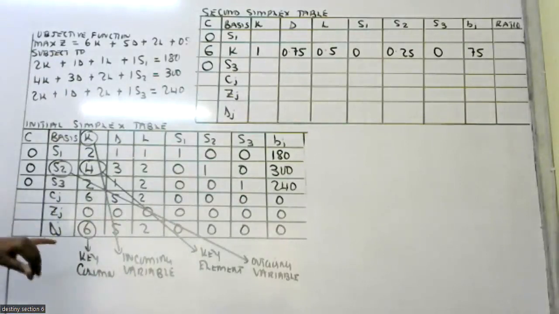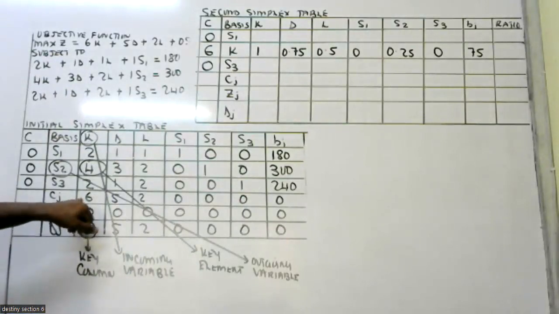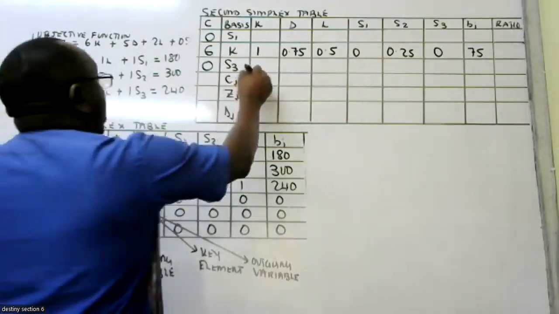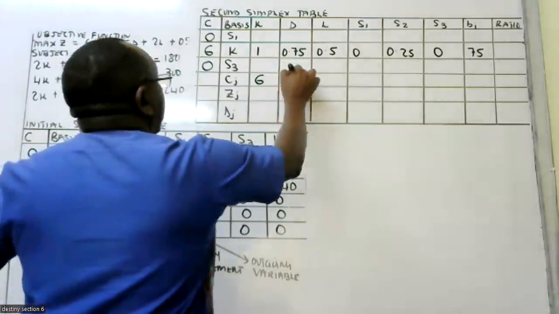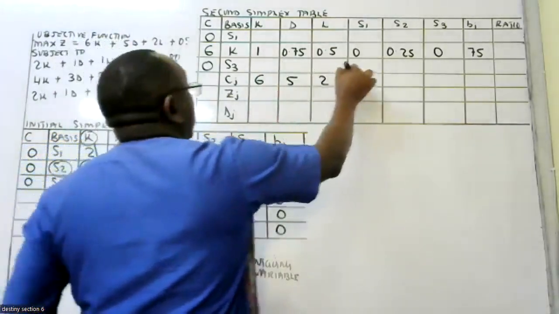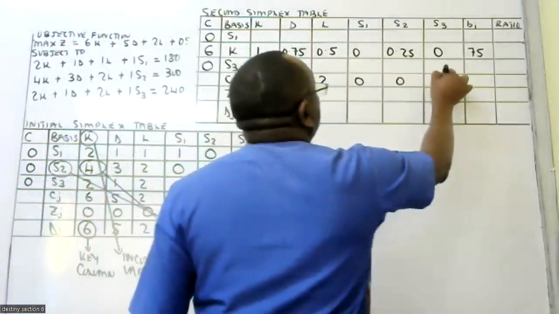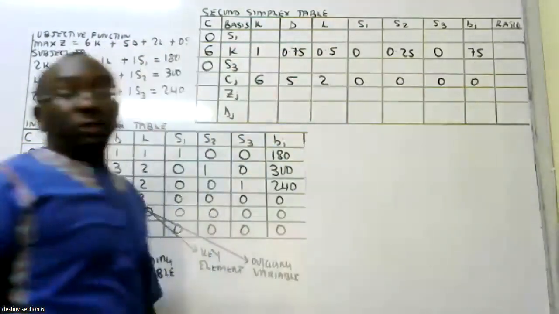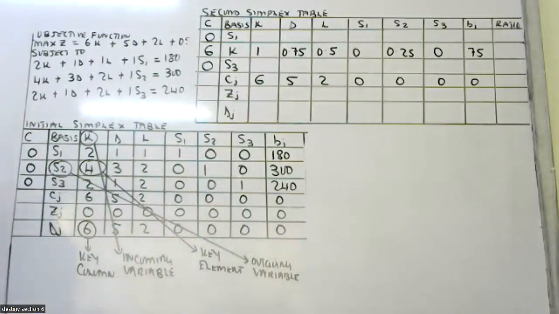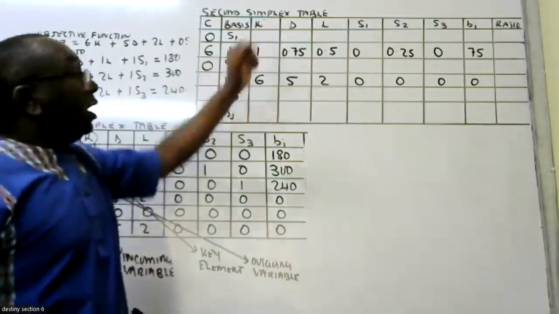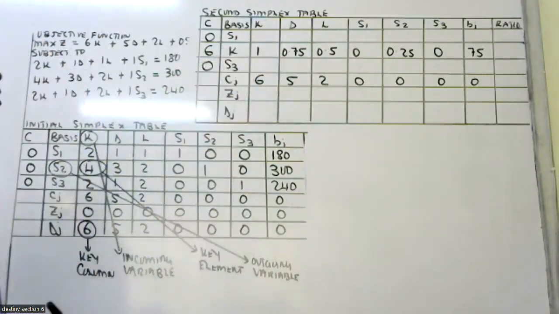Let us put CJ. Let me assist you with CJ. CJ will remain. So CJ is 6, 5, 2. These are zeros. So what we will need to do, I can see it's time, but maybe we can do one. Mike can help you to design for S1.